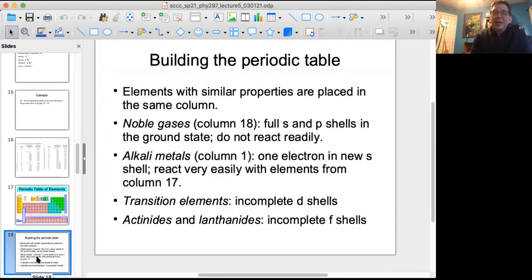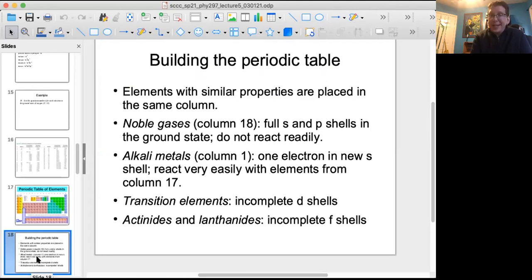So elements with similar properties are placed in the same column, and they have similar properties because of their electron structure. So we start with the noble gases, column 18. Full s and p shells in the ground state, it's not easy to get them to react with anything. The alkali metals, column 1, one electron in the new s shell, they react very easily with elements from column 17.